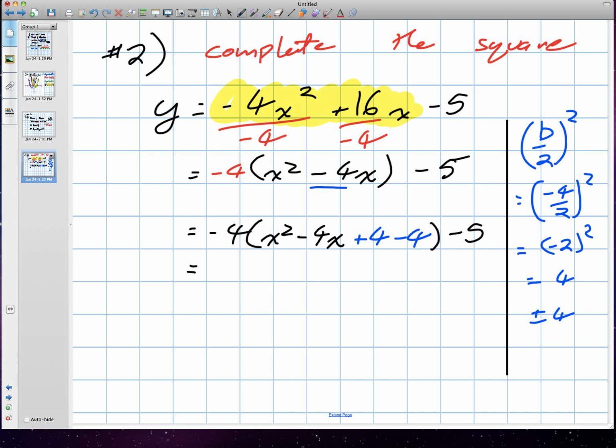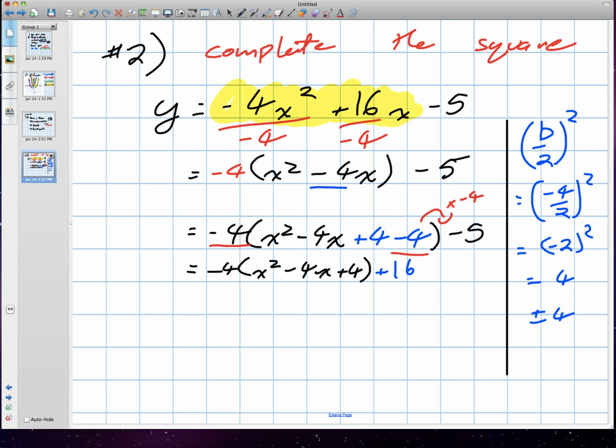So now, remember, we're trying to create a perfect square trinomial, so I need to move the negative 4 outside of the brackets. When I move it outside the brackets, I need to multiply by the A value, which is negative 4. So now we'll have negative 4 times x squared minus 4x plus 4. Outside the brackets, what's negative 4 times negative 4? Positive 16x. Plus 16. And then subtract 5.